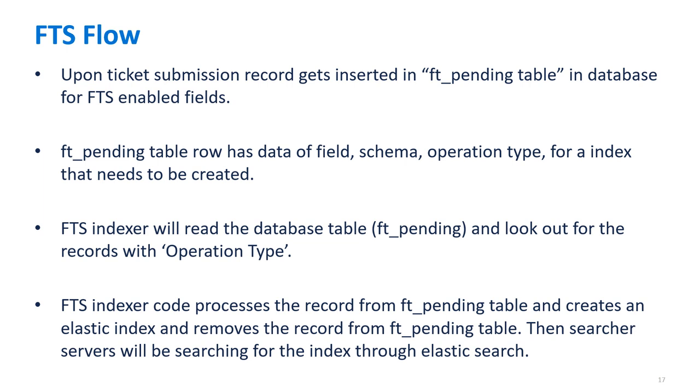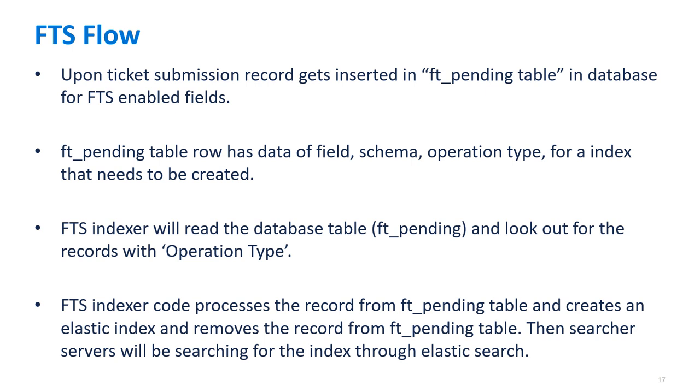Now let's understand the FTS flow, how exactly the FT_Pending table comes into the picture and what its role is. Let's take an example. If you have submitted an incident, as soon as you perform submission, it creates an entry in the FT_Pending table in the database for an FTS or MFS enabled field. In the FT_Pending table, these 4-5 different columns can be used for troubleshooting, as well as we can find what field is getting indexed, what the schema ID for it is, what the operation type for it is, and which index needs to be created. We'll talk about this operation type in a couple of minutes.